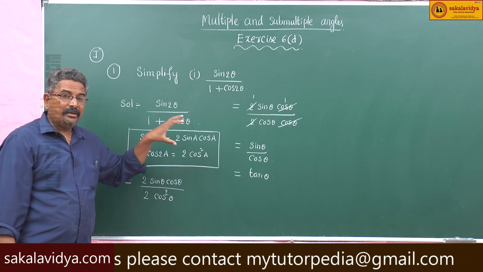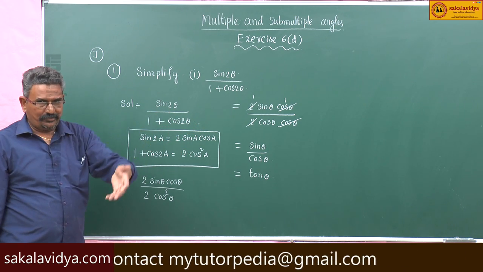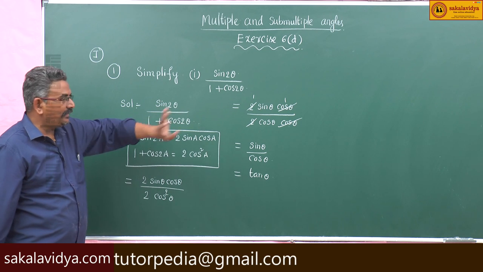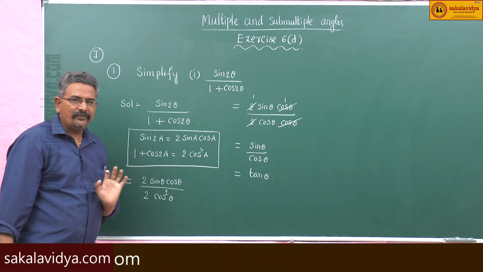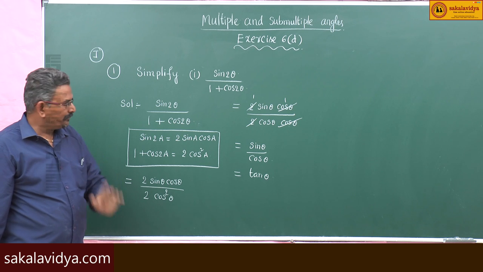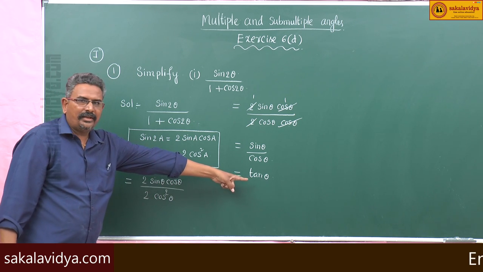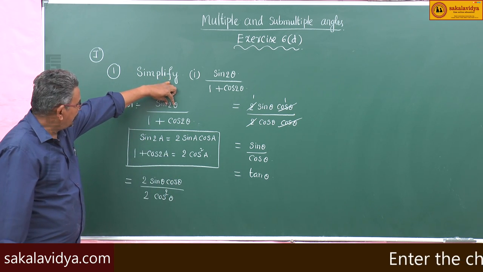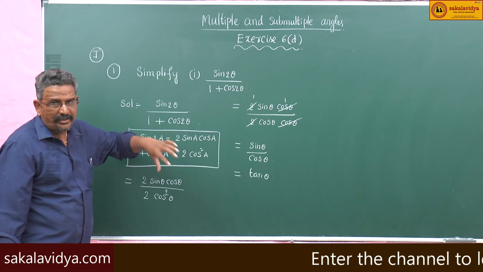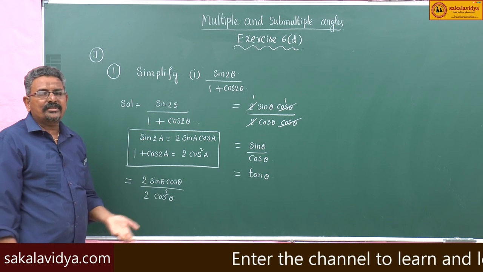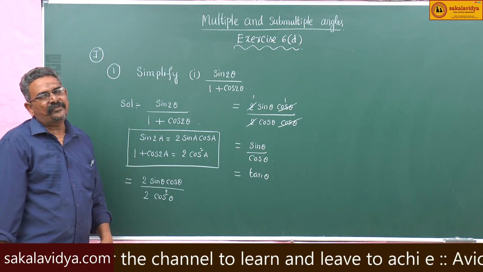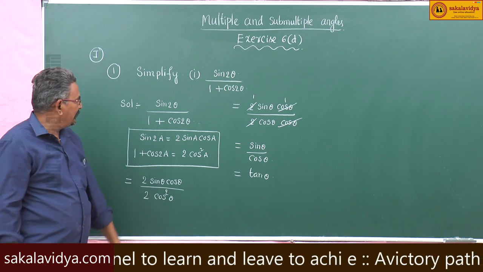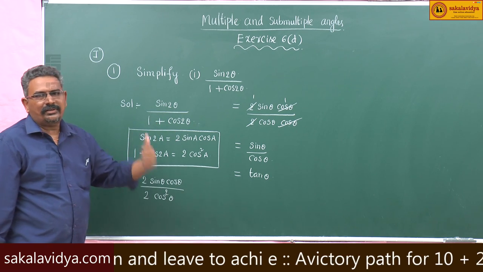So this can be applicable for some problems. The same problem may be given using this to deduce tan 15 degrees value, for example. So put theta is equal to 15 here, sin 30 and 1 plus cos 30. Both sin 30 and cos 30 values are known, easily we can find out the tan 15 degrees value using sin 30 and cos 30.